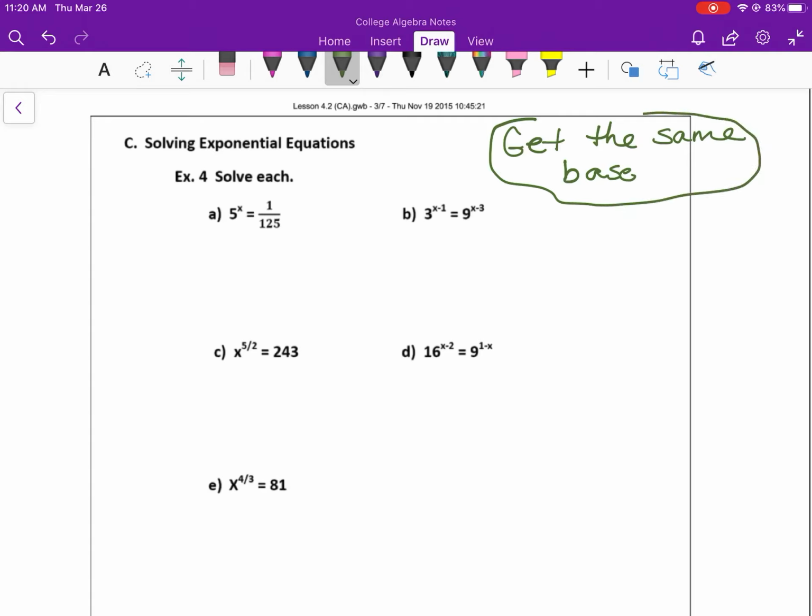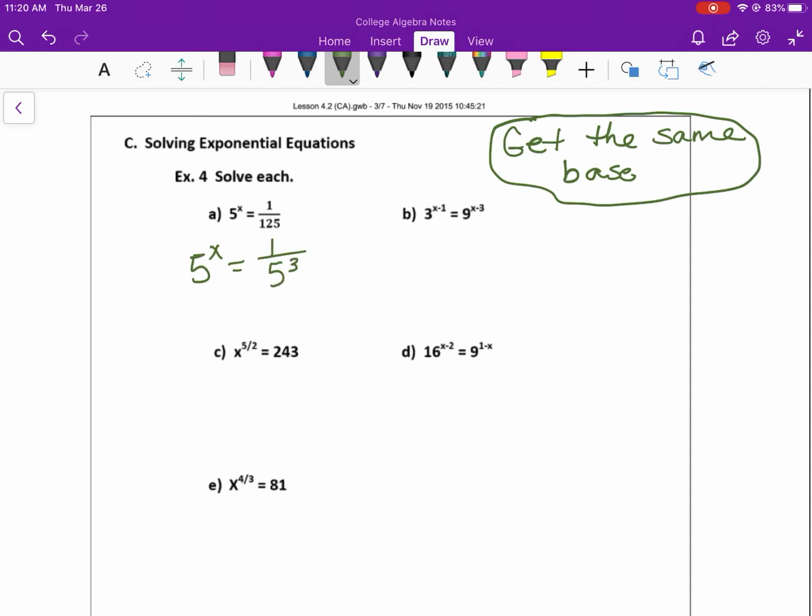On each side of the equation. Once you get the same base on each side of the equation, you can drop the bases using a one-to-one property. So I'm recognizing that 125 here is a multiple of 5. In fact, 125 is 5 to the third.